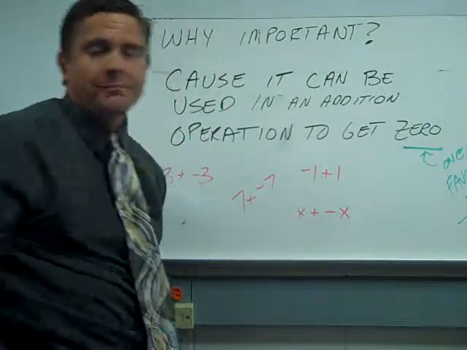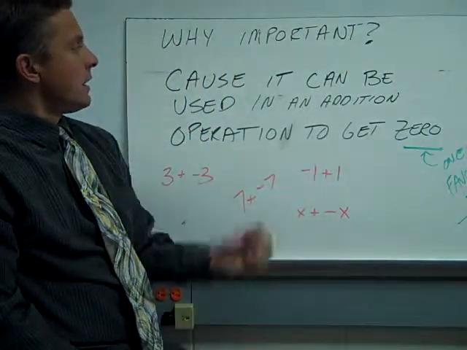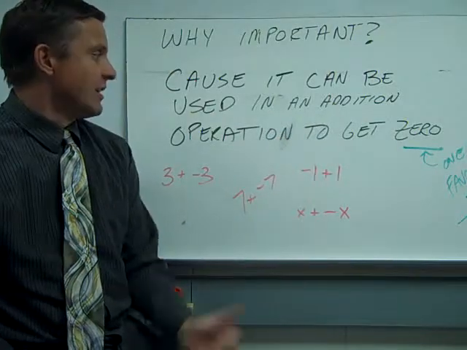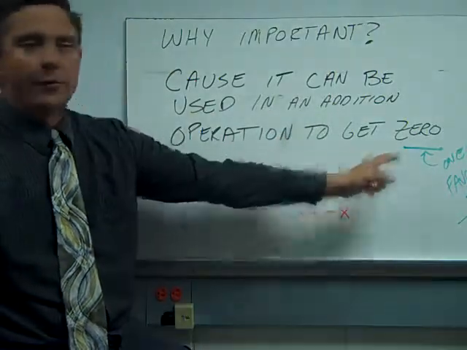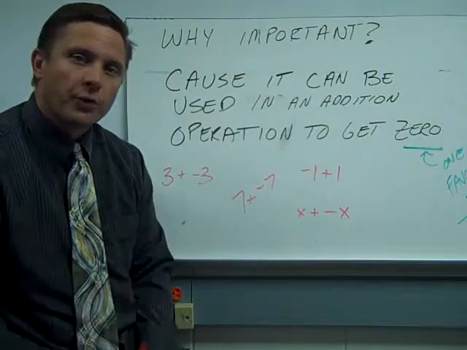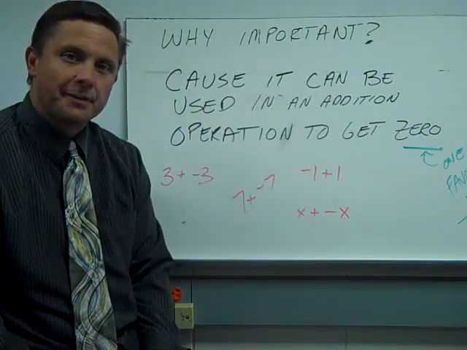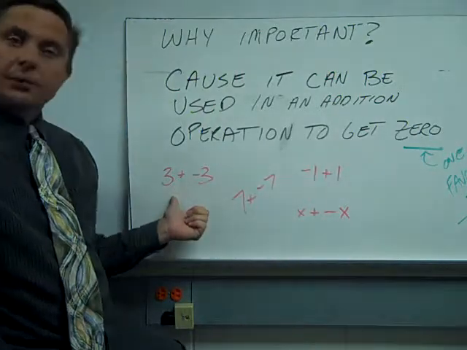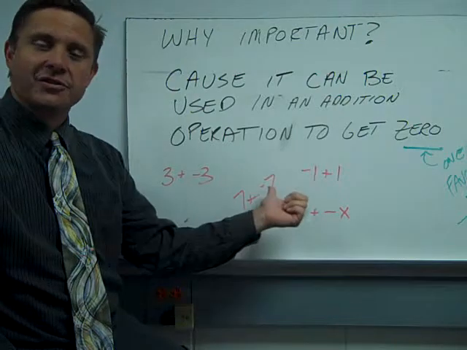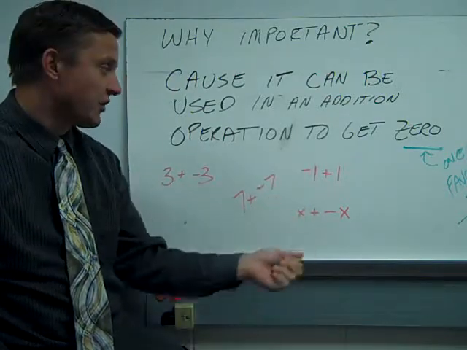So why is it important? Because it can be used in an addition operation to get 0. And I love 0. It's one of my 2 favorite numbers. 0 is a powerful number for us in algebra and math every day. So if I say 3 plus negative 3, 3 plus its opposite, that's 0. 7 plus negative 7, they're opposites of one another, 0.